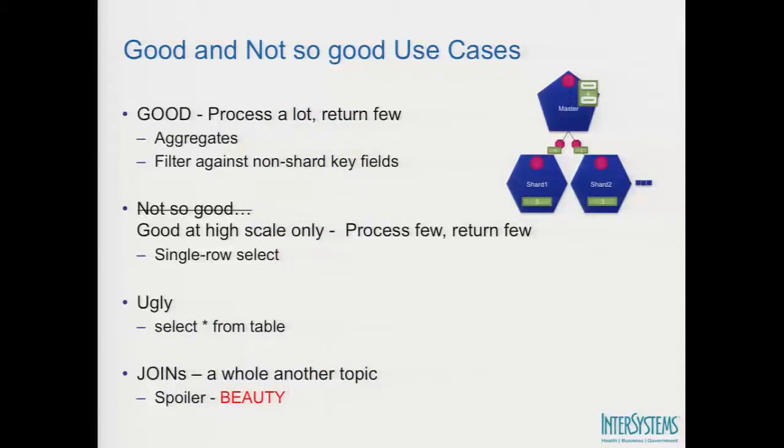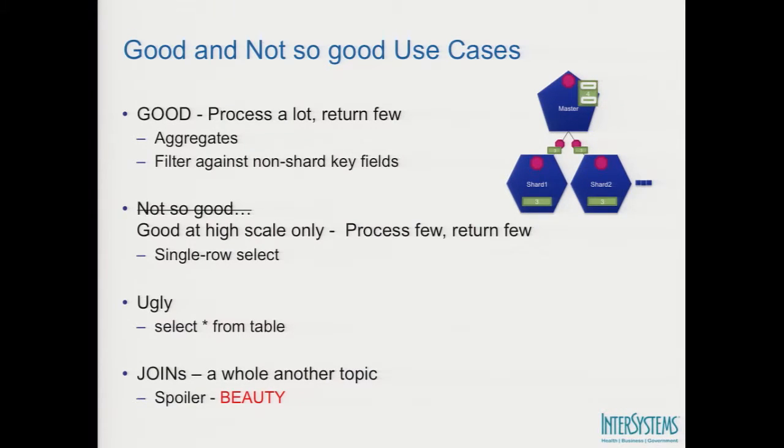So, from what we know so far, we can speculate about good and not so good use cases for shared nothing, right? The very good use case for shared nothing is when you process a lot of data on the shards and return few records back to the master, right? This way we minimize the effect of the overhead of sending data back and forth. Aggregates, filter against non-shard keys, and so on, right?